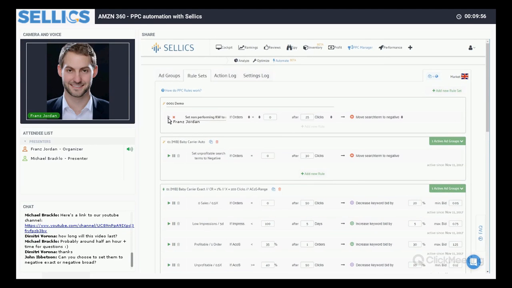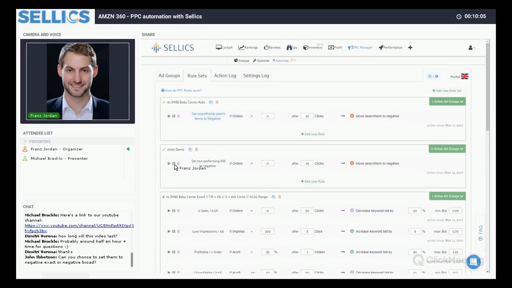Now we're just going to activate this rule by clicking on the little play button here. And then this rule is activated now. So this is the rule that we've just created, right? Again, this is the 001 demo rule set that contains one rule at this point.